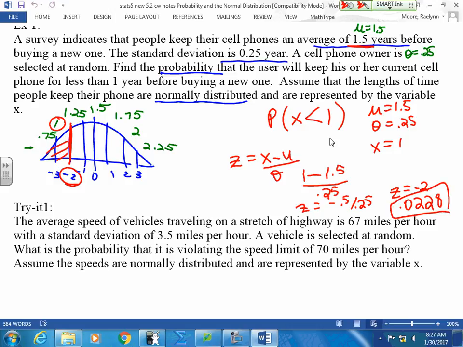Didn't we say this was unusual? 5% is our cutoff. Remember when we talked about 5% being our cutoff? To be unusual, it's less than 5% of the people. The less than a 5% chance that I'm going to pick someone out of this whole group of people at random, out of the whole population, that's going to turn his phone in less than 1 year. Makes sense to you?